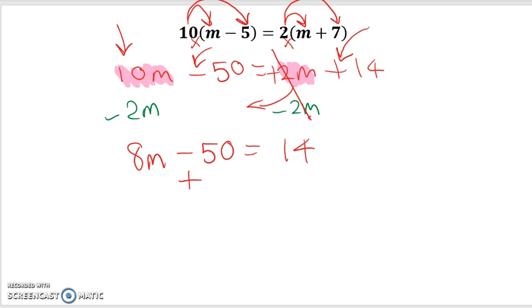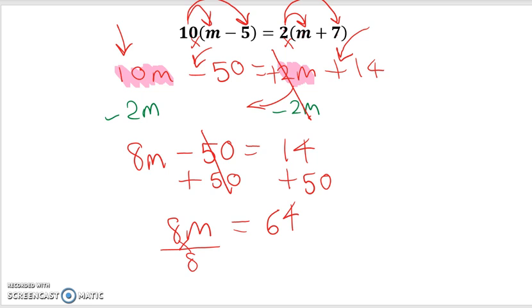Then I can reverse the minus 50 by adding 50. So I've got 8m on the left-hand side, minus 50 plus 50 gives me 0. 14 plus 50 is 64. And then all I have to do is reverse the times by 8 by dividing by 8. And I get m equals 8.